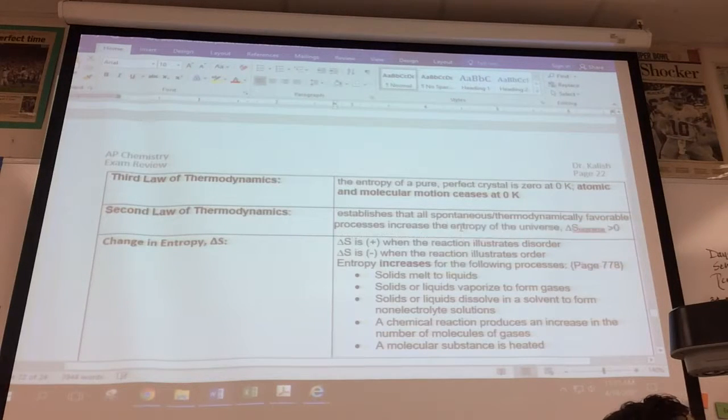I don't know. I modified this off somebody's. It's very hard to make changes.